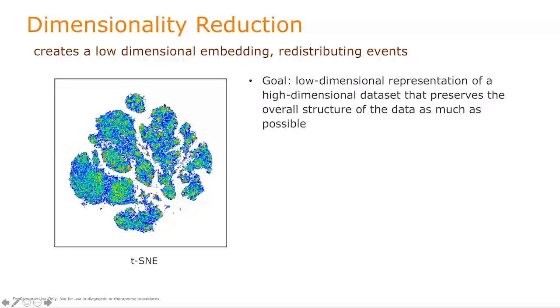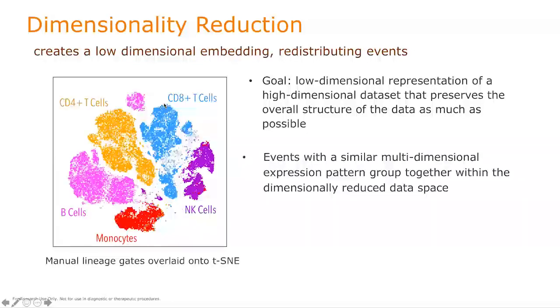So if you overlay any gating that you create for populations that you know, such as I've done here with lineage markers for CD4, 8, 56, 14, and 19, just gating on the major lineages, if you overlay those populations onto your t-SNE plot containing all of the events, you will see that events with a similar multidimensional expression pattern group together within this dimensionally reduced data space, as they should, because that is the principle of what we're trying to preserve: the structure of the high dimensional data represented in a two-dimensional view.